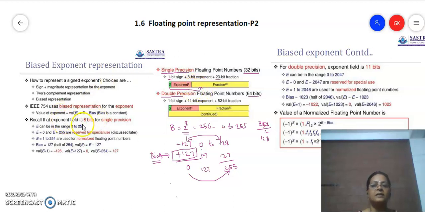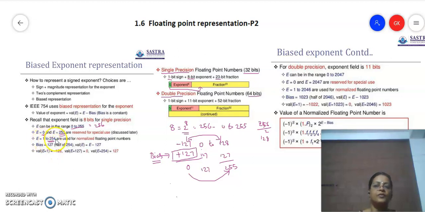Now coming to these details, E, as I told, can be in the range from 0 to 255, totally 256 values. In that range, the numbers E equal to 0 and E equal to 255 are reserved for some special purpose. Exponent equal to 0 is not normally used, and similarly the last value 255 is also not used. So out of 256 symbols, I am not going to use 0 and 255. We have only 254 symbols to be represented.